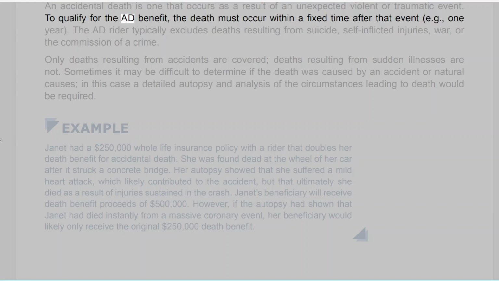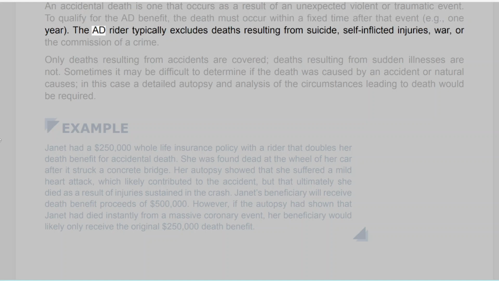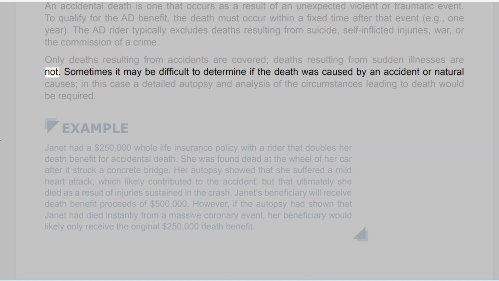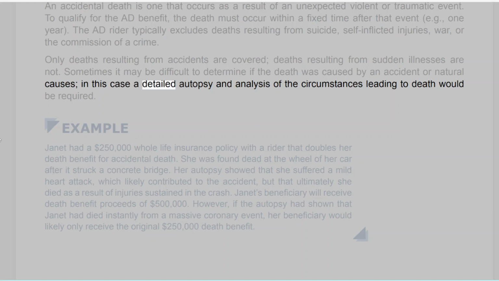To qualify for the AD benefit, the death must occur within a fixed time after that event, for example, 1 year. The AD rider typically excludes deaths resulting from suicide, self-inflicted injuries, war, or the commission of a crime. Only deaths resulting from accidents are covered; deaths resulting from sudden illnesses are not. Sometimes it may be difficult to determine if the death was caused by an accident or natural causes. In this case, a detailed autopsy and analysis of the circumstances leading to death would be required.